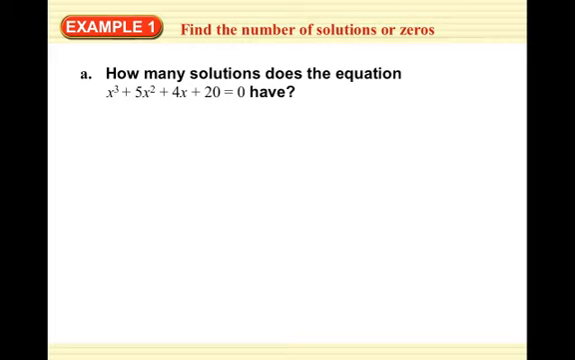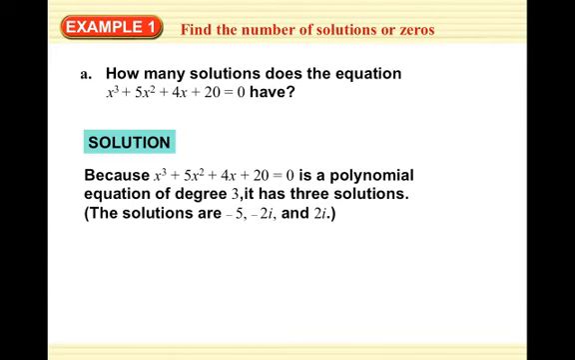So how many solutions does the equation x cubed plus 5x squared plus 4x plus 20 equals 0 have? Well, you simply look and see what the degree of the polynomial is, and that'll tell you how many solutions. Since this is a third-degree polynomial, there are 3 solutions. In other words, because it is a polynomial equation of degree 3, it has 3 solutions. The solutions are -5, -2i, and +2i. The question doesn't ask for that, but it's easy to find the answers, and so there they are.